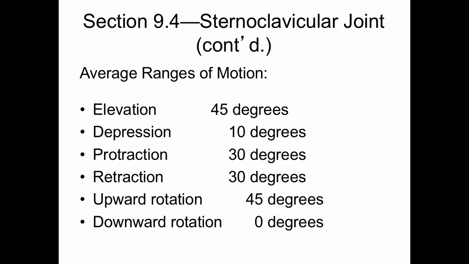These are the average ranges of motion at the sternoclavicular joint. Elevation and depression occur within the frontal plane around an anterior-posterior axis. Protraction and retraction of the clavicle occur within the transverse plane around a vertical axis. Upward rotation and downward rotation of the clavicle occur within the sagittal plane around a mediolateral axis.